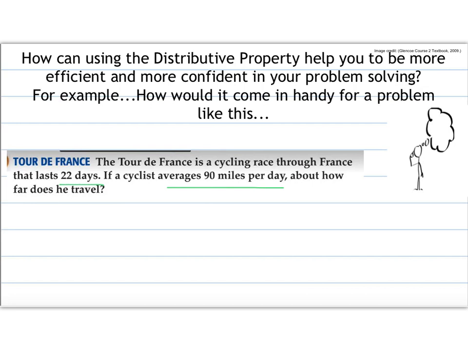So the distributive property could help me. It's looking at 22 times 90. Maybe I'm not allowed to use a calculator and I don't like long division. I can break it up and rewrite it: well, this could be 20 plus 2, and that is all times 90. So that's one way to think of it.